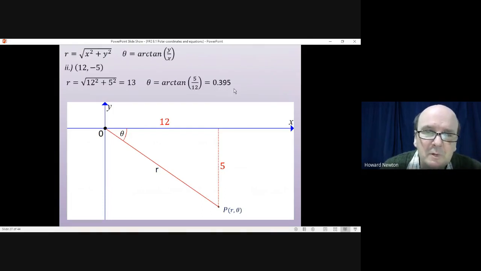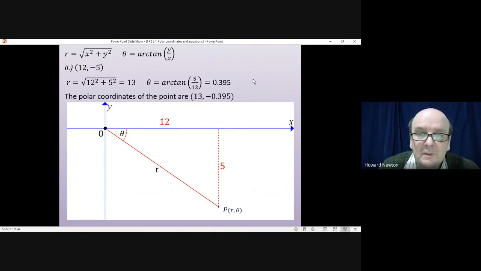But this is the point where we need to be a little bit careful. When we're writing the coordinates in polar form, if theta is underneath the initial line, if we're going clockwise from the initial line, then we have to use minus. So the polar coordinates will be (13, -0.395).